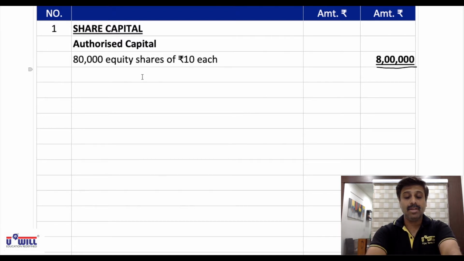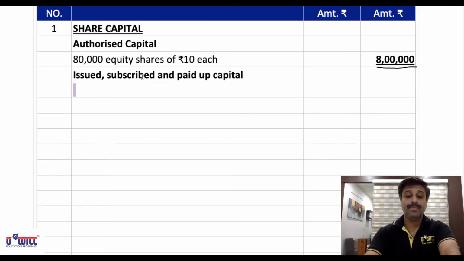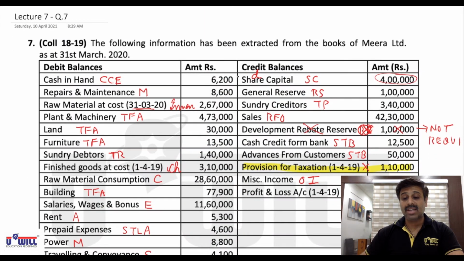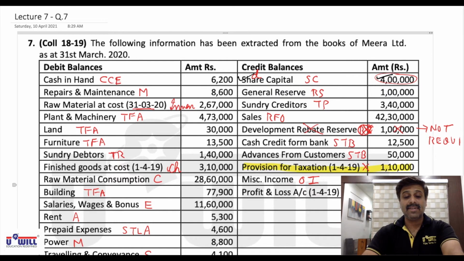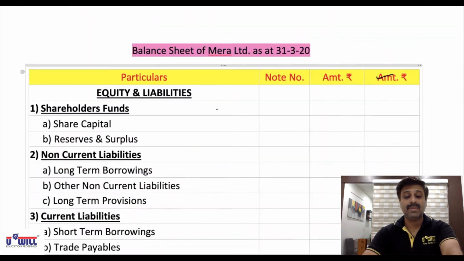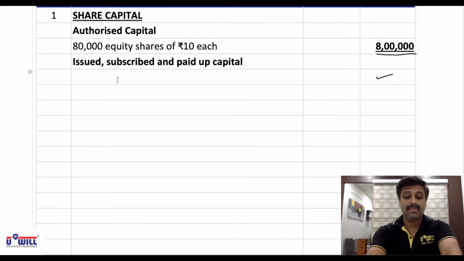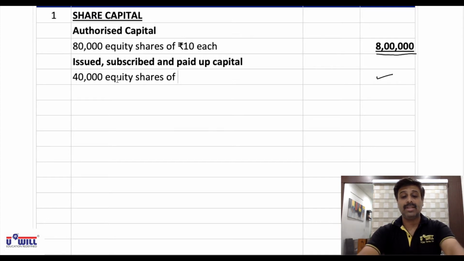Then we will have issued, subscribed and paid up capital. Issued, subscribed and paid up capital we get from the trial balance. This share capital of 4 lakhs, which is given in adjustment when 50% is subscribed. So 80,000 is 50%, 40,000, and even if you do 4 lakhs divided by 10, you'll get 40,000. So 40,000 equity shares of rupees 10 each. That comes to 4 lakhs. Total also will be 4 lakhs.